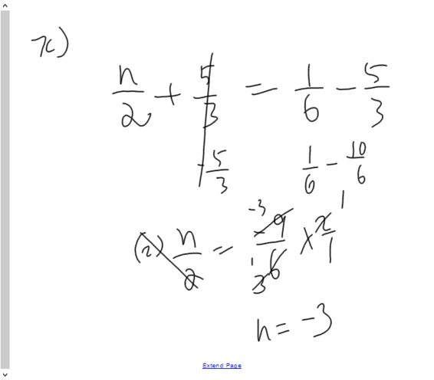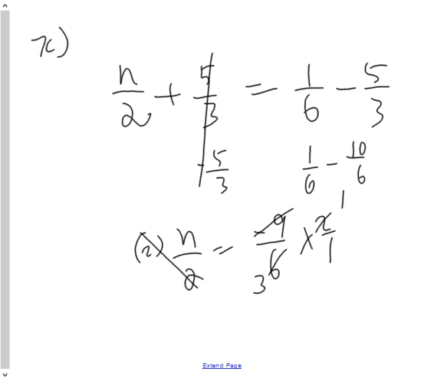Now, if all that confused you, I can go back to the original part right here, and without cross-reducing, I could simply multiply the numerators to get negative 18, multiply the denominators to get 6, but negative 18/6 can be reduced down to negative 3. So your answer for question 7C, if you did it by utilizing fraction sense, is n equals negative 3.